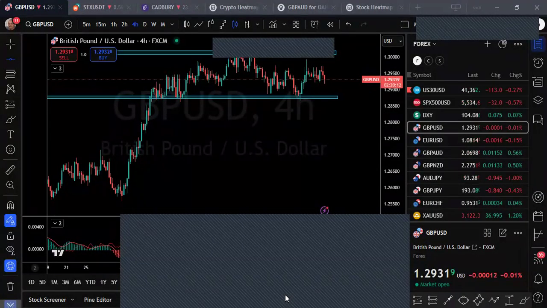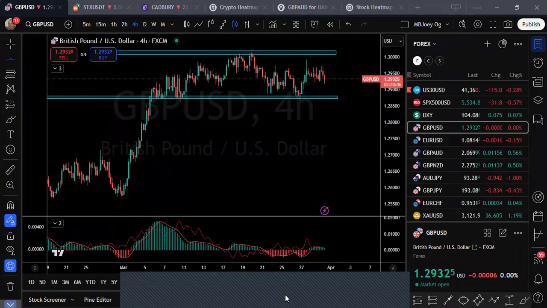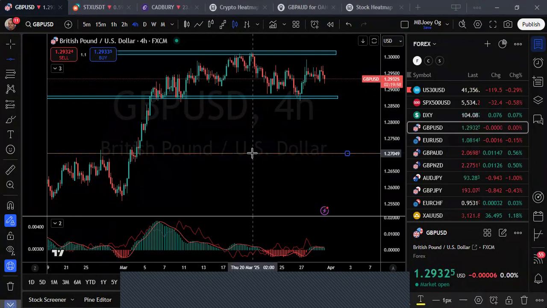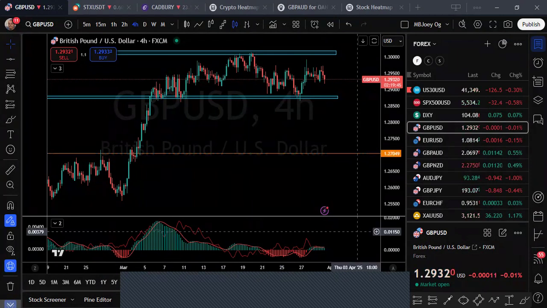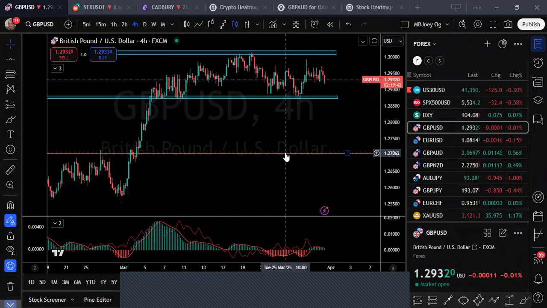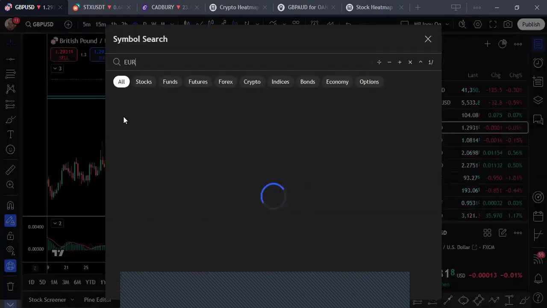This is EURUSD. So we're looking at Euro USD.